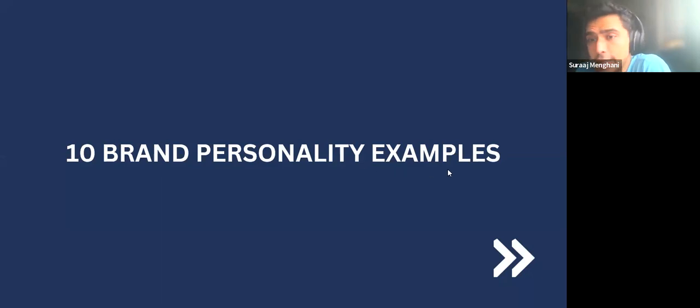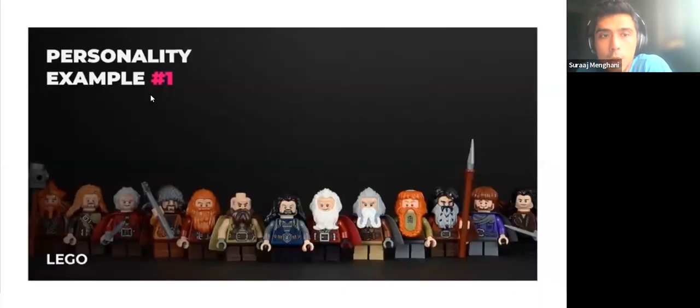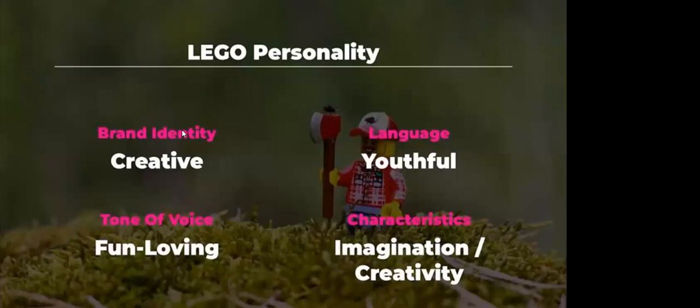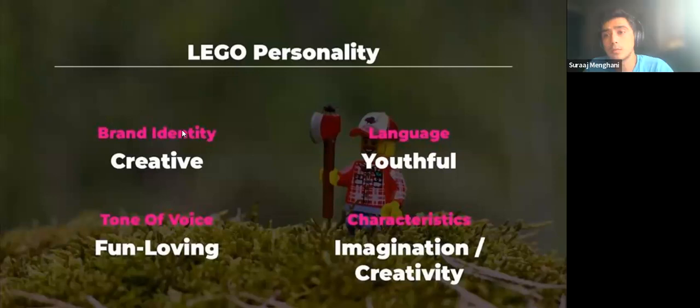Okay, guys, let's have a look. 10 brand personality examples. Example number one is Lego. Have a look over here, guys. The brand identity. What is identity? What is image? Can you all tell me? We did this in the very first lecture. Tell me, guys, what is identity? Identity is what you are trying to build. And image is what people think of you. Identity is what you are trying to build as a brand, and image is what people think of you.